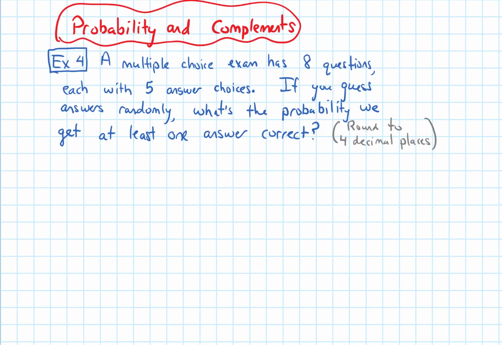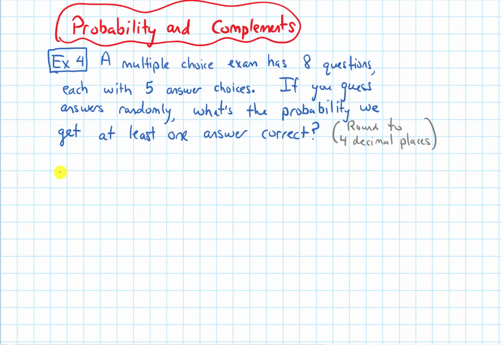In this video, we will do a probability example that involves complements. So the example says that a multiple choice exam has 8 questions, each with 5 answer choices. If you guess answers randomly, what's the probability that we get at least one answer correct? And round your answer to 4 decimal places.